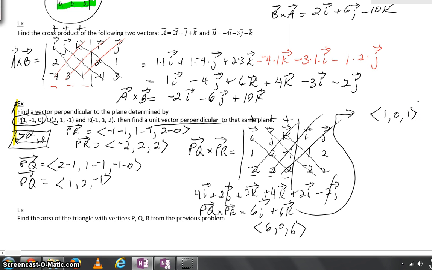Now, this is still a vector that's perpendicular to the plane. You look over here, I highlighted this yellow vector, the 6, 0, 6 vector. If I were to divide by 6, I'd still have an arrow that's perpendicular, but it would be that length divided by 6, quite a bit shorter.